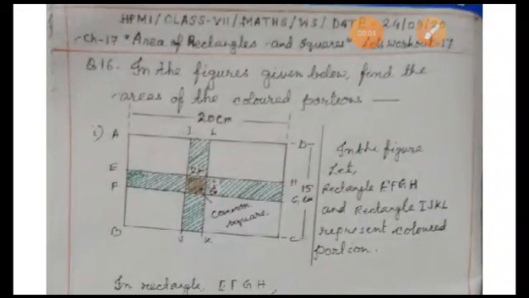Students, today again chapter 17, area of rectangles and squares. Let's work out 17. Come to question number 16. It is a diagram based question. It is given in the figures given below. Find the areas of colored portions.